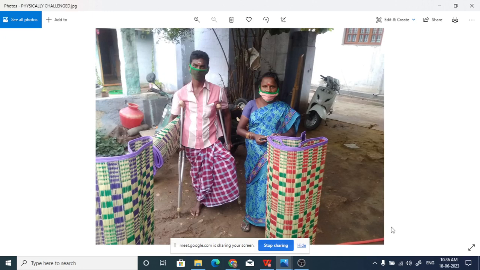Sir, a man is handicapped. And a woman, they both are selling mat. Correct. And they go from house to house to sell the mats. Am I correct? Yes, sir.